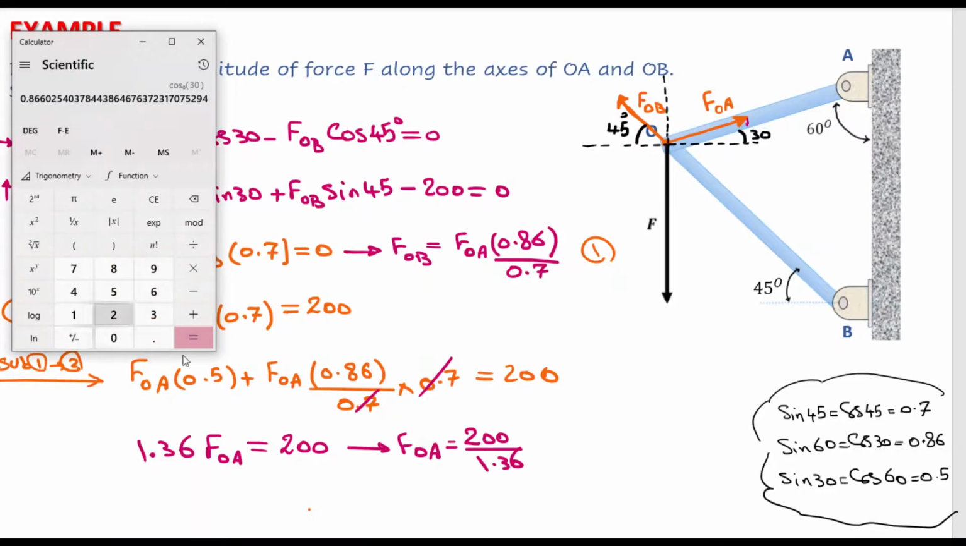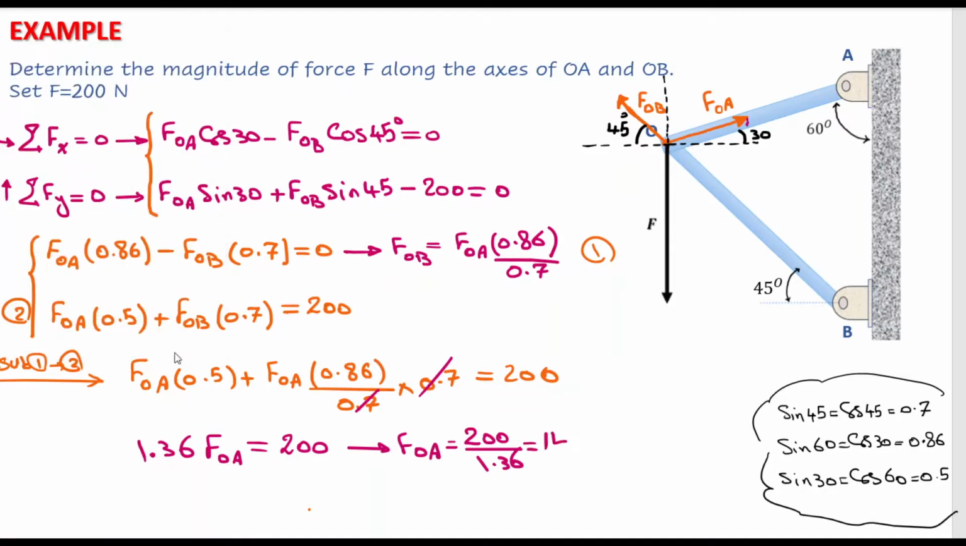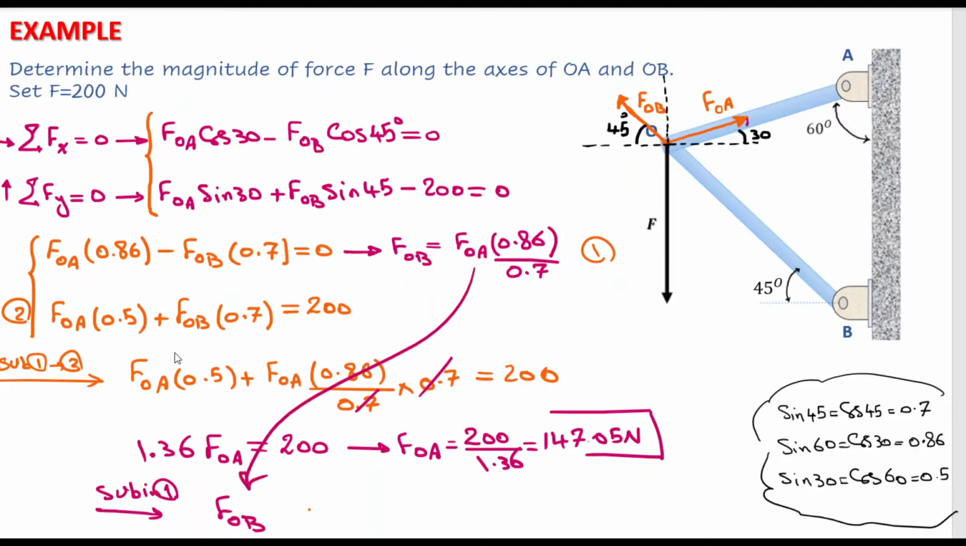This is 200, plug it into the calculator, divided by 1.36, that is giving you 147.05 Newton. This is the value for FOA, and by substituting into equation number 1, you can find FOB as well here.